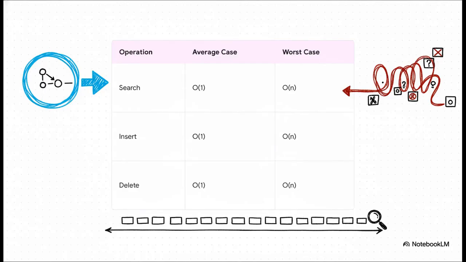This table tells the whole story. On average, if you have a good hash function and you keep that load factor low, you get that beautiful O(1) speed we love. But in the worst-case scenario, performance can completely fall apart, down to O(n). At that point, you're just searching through a list, and you've lost all the magic.